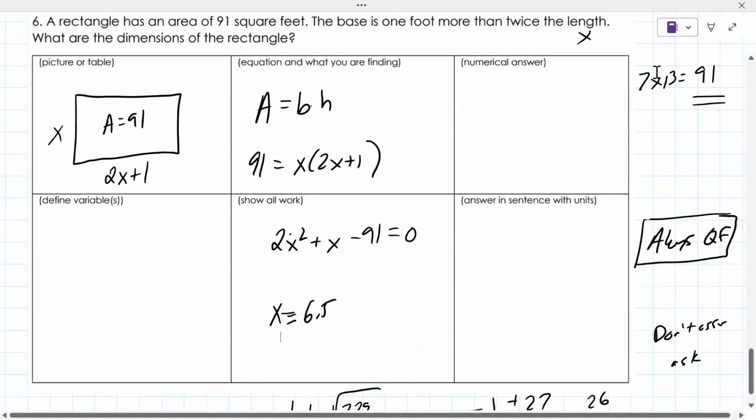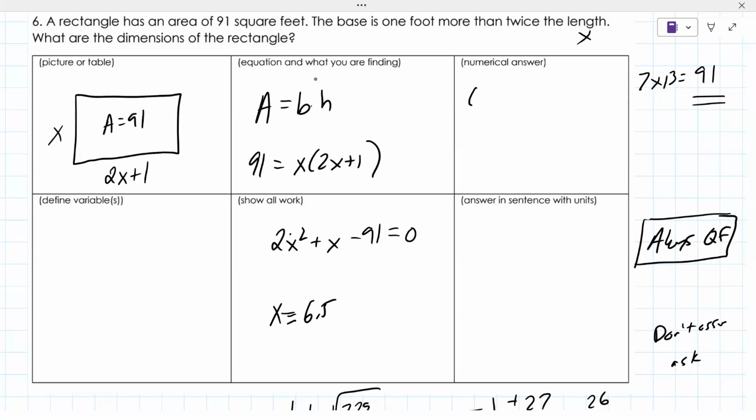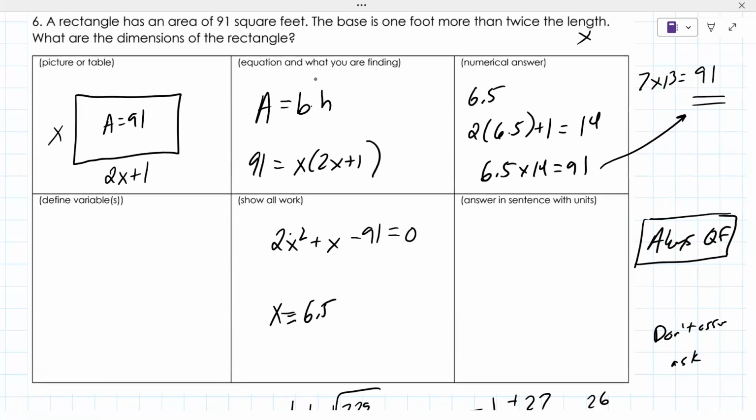Now, I made a comment earlier like, oh, it's 7 times 13. Well, I was assuming these were whole numbers. Clearly not. And this does work because 6.5, and then 2 times 6.5 plus 1 ends up being 14. 6.5 times 14 is 91. So while it could have been 7 and 13, it did not work out that way. These numbers do work, just a side thought there.